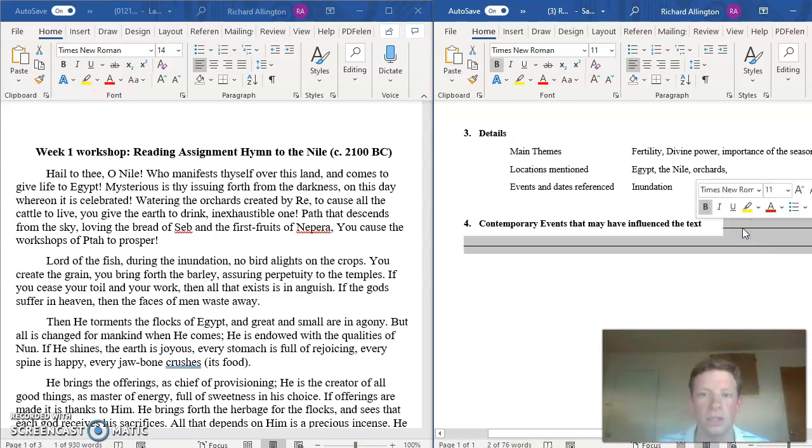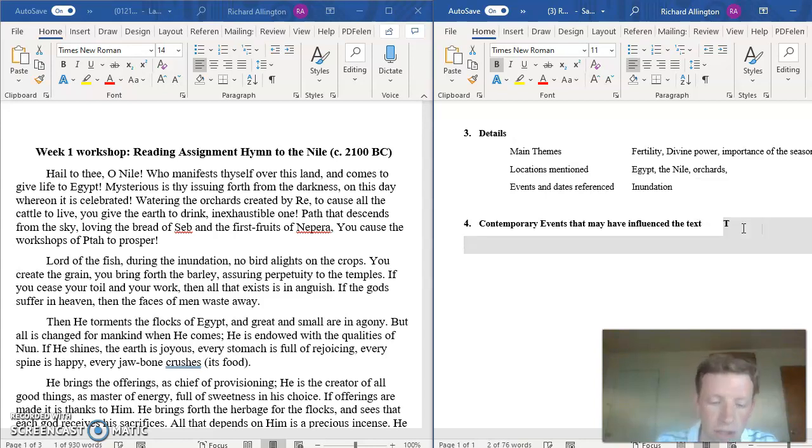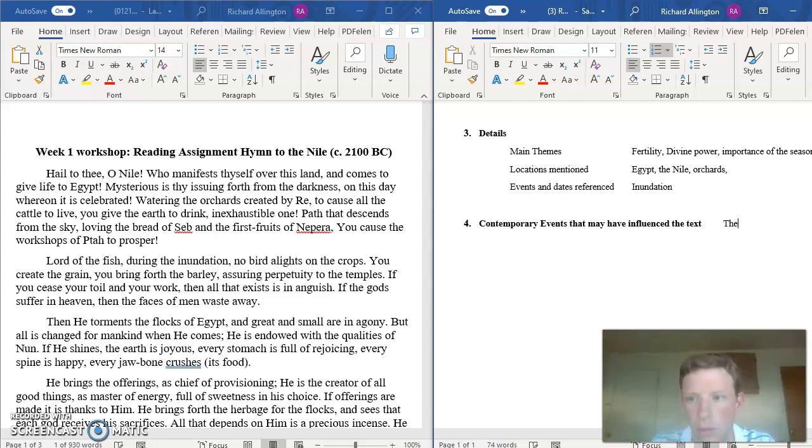Students typically struggle with this one because this means you have to think about what's going on in the text, then you have to think about what have I been reading about ancient Egypt around 2100 BC? What's happening at this time that may have influenced the text? If we think about the PowerPoint, the textbook at this time, what kind of things are they emphasizing? Construction of the Old Kingdom of ancient Egypt.